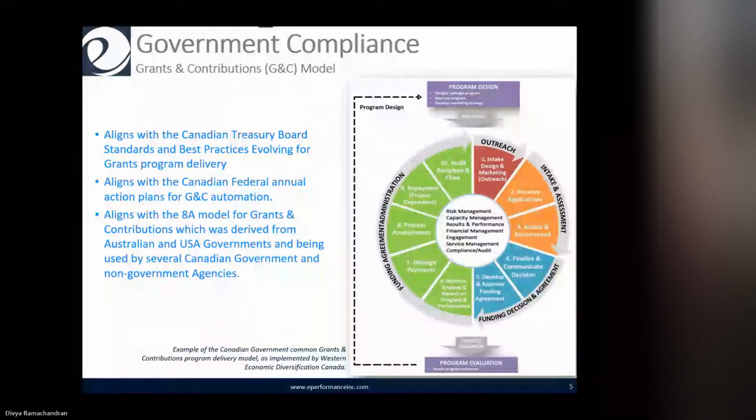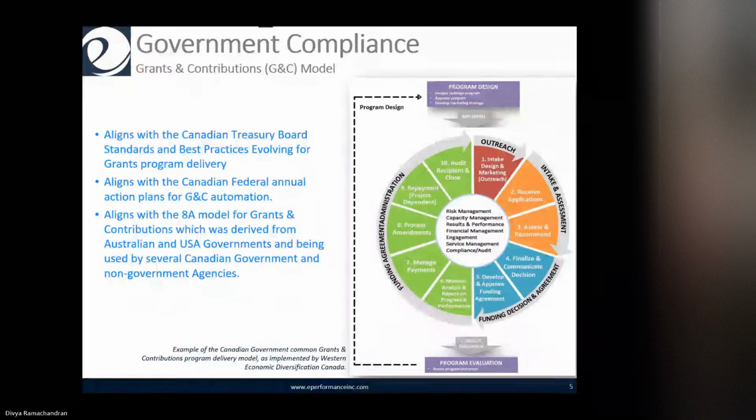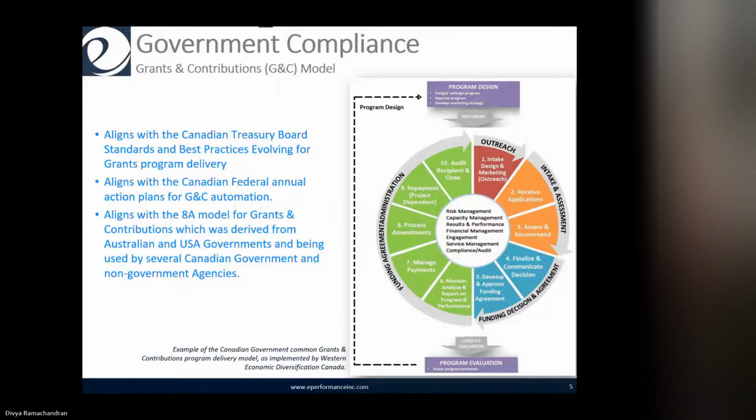It aligns with the Treasury Board standards and best practices for evolving grants program delivery. We worked closely with many different departments within the Government of Canada to establish this model. You can see the example model on the right-hand side, and we had a seat at the table in aligning with this delivery mechanism. It aligns with the annual action plans for grants and contributions automation, and it aligns with the 8A model for grants and contributions, which was derived from the Australian model and the US government models. It's now being used within Canada for many of the different grants departments across the federal level as well as provincial and municipal.